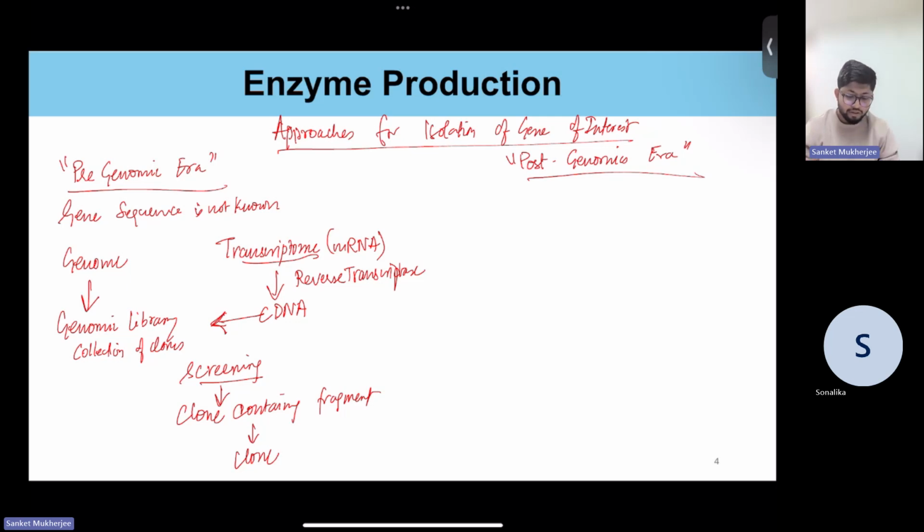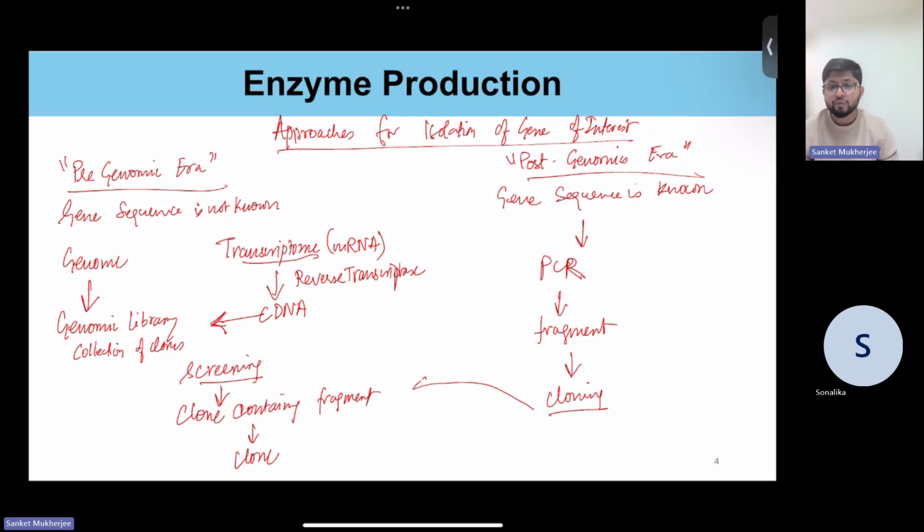So this is the genomics era. And I think this has also been amplified due to the COVID-19 pandemic. Anyway, the point is the gene sequence is known in this case. And once the gene sequence is known, we directly go for PCR. We can design PCR primers with this. So we go for PCR, and then we get the fragment which contains the gene of interest, and then we perform cloning. This clone again has to be screened, very similar to how we did earlier.